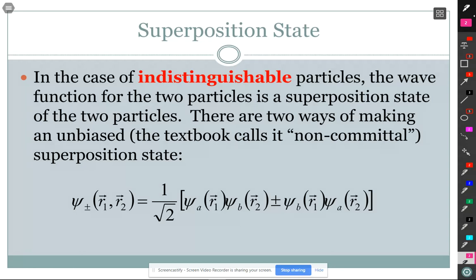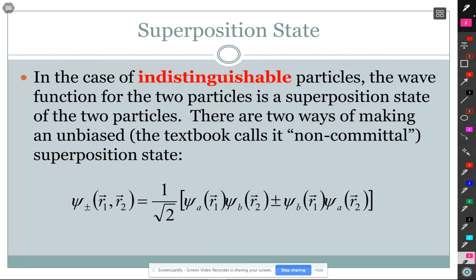1 over square root 2, that's our normalization factor. And then we have psi subscript A for particle 1. So state A is particle 1, state B particle 2, plus or minus, plus for symmetric, minus for anti-symmetric, psi in energy state B, particle 1, psi in energy state A, particle 2. Just to make sure we're clear, we have A with 1 here, A with 2 there. So it's not repeating the same thing. So here we have a state.